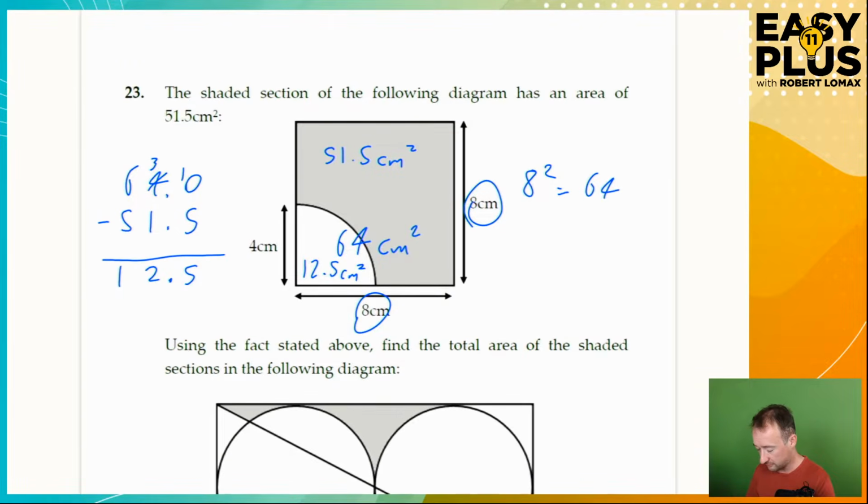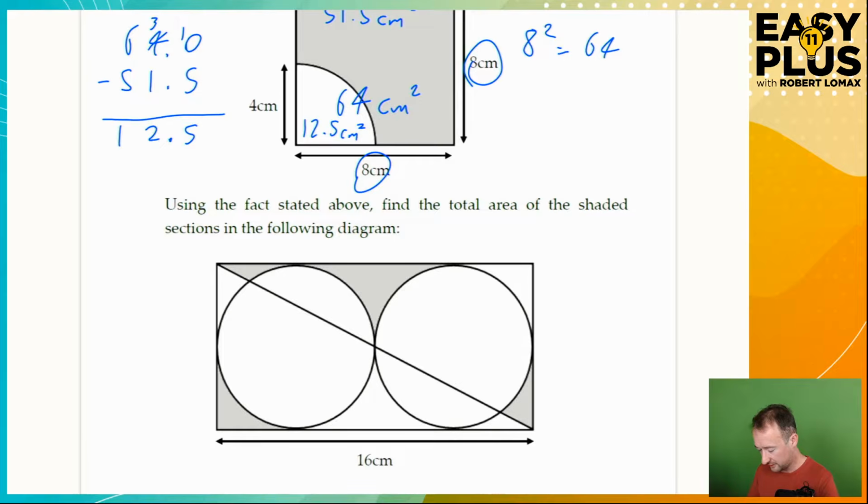But I know from the structure of this question that everything I can find out about this is going to prove useful down there. And so that minute or so spent in an exam finding out those bits of information is going to be invaluable, whatever happens next. Now let's find out. So we need to find the total area of the shaded sections in the following diagram.